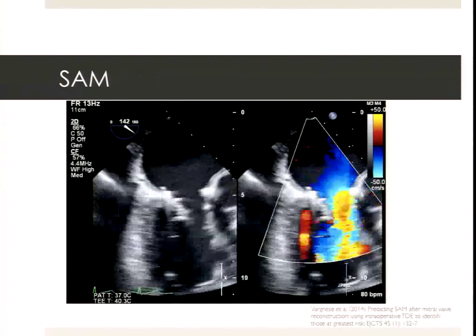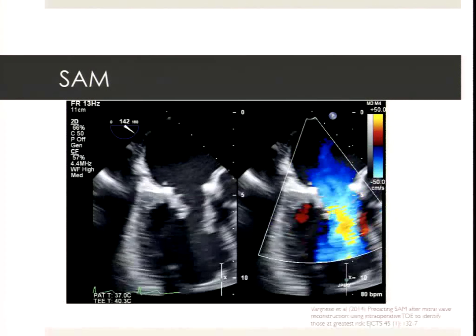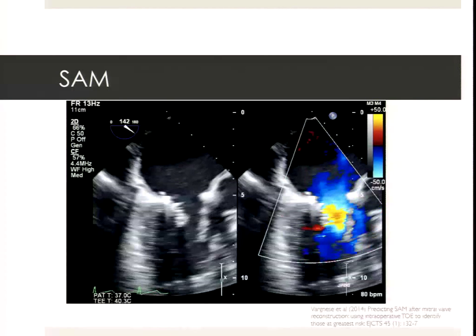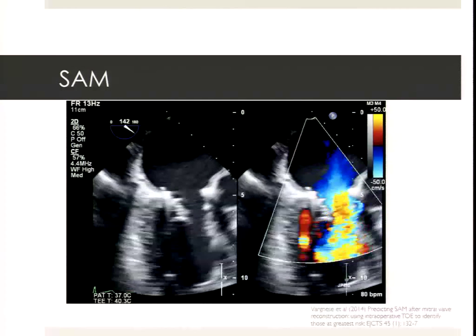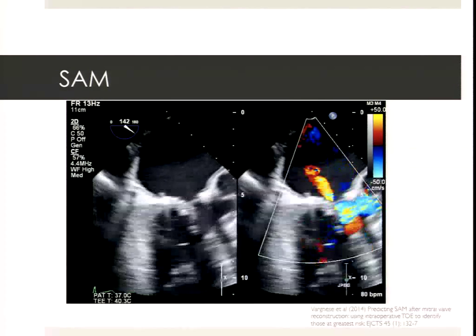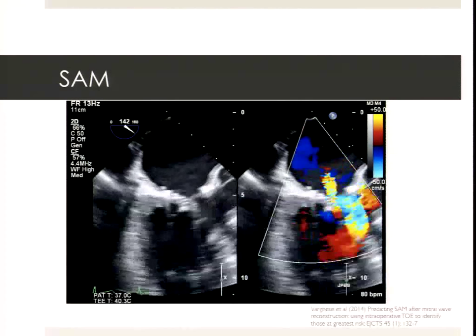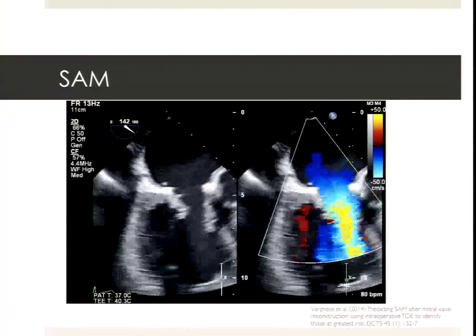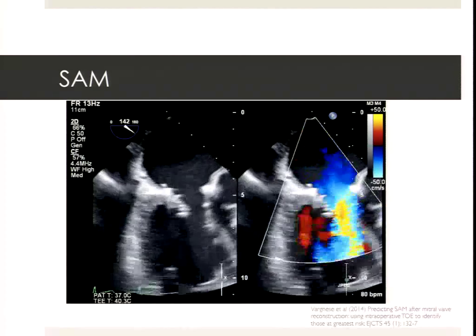Now, as mentioned before, SAM is especially an issue that you can see when you bring an undersized ring in and you drag the C-set down and bring the coaptation point. Other things like a small LV, a tall posterior leaflet, a narrow aortomitral angle and a large basal septum also increase the risk, as we know. So they're the sort of things that we look at.